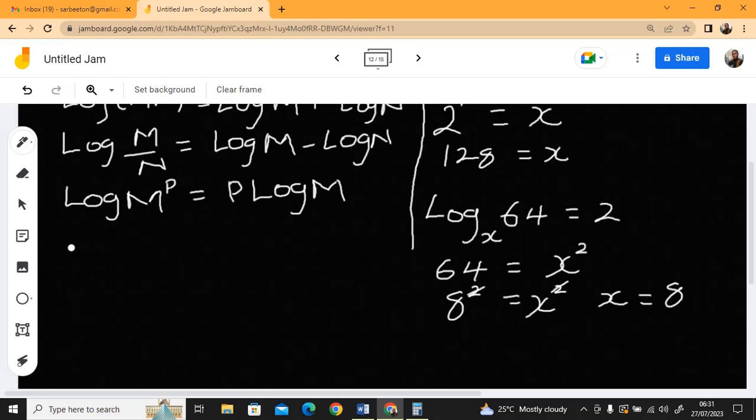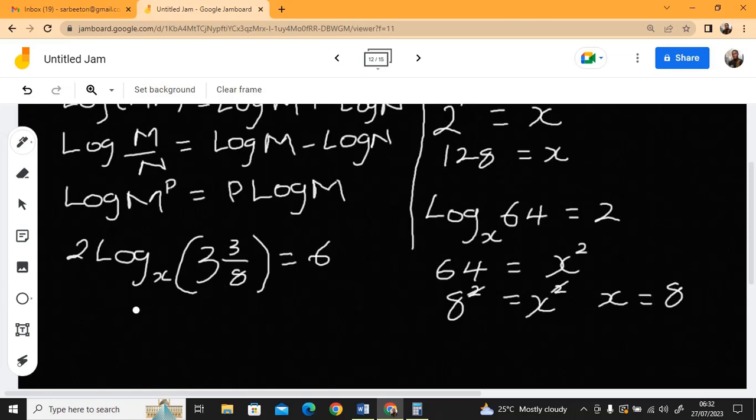Let's assume we are given something like this. You have 2 log base x, then there's a big bracket here. They give you 3 and 3 over 8 equals, then you have 6 here. So how do you solve something like this? The first thing is that you have to change this mixed number to an improper fraction. 8 times 3 is 24. 24 plus 3 is 27. So you have 2 log base x, then you have what?